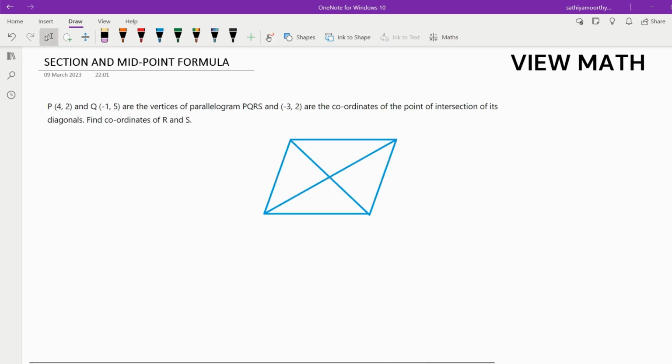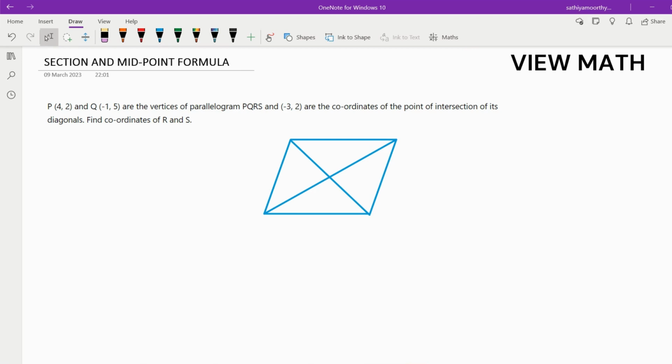Dear students, now let's see the next problem. P (4, 2) and Q (minus 1, 5) are the vertices of the parallelogram PQRS, and (minus 3, 2) are the coordinates of the point of intersection of its diagonals. Find the coordinates of R and S.